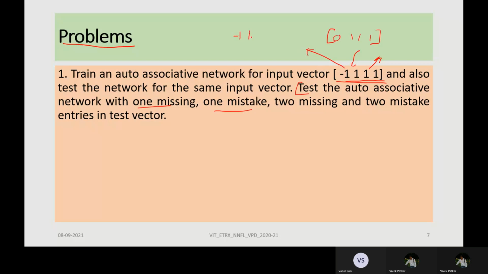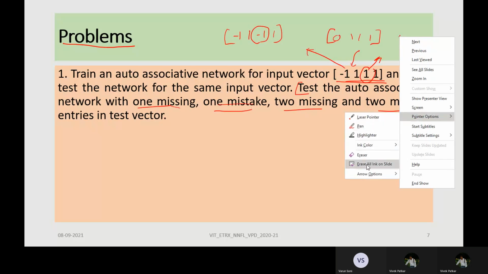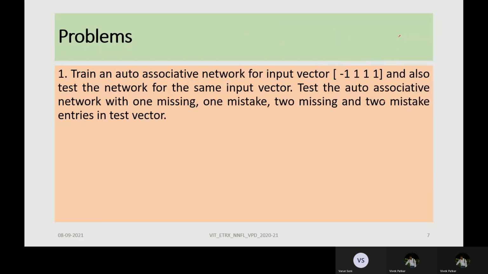Say -1 1 minus 1, 1 हो गया. So you can see this third pattern 1 से minus 1 हो गया. So we call this as mistaken. So first you have to test with one missing and one mistake, and after that you have to test for two missing and two mistake also. So this problem is very vast and it gives you the essence of all the possible combinations of the associative network. Okay, so let's start.